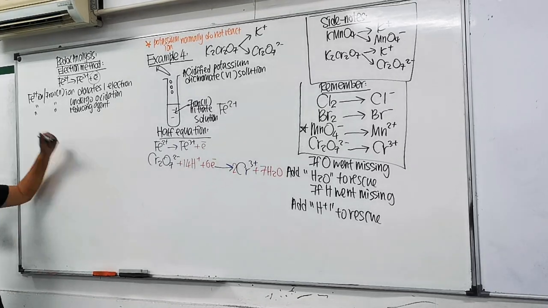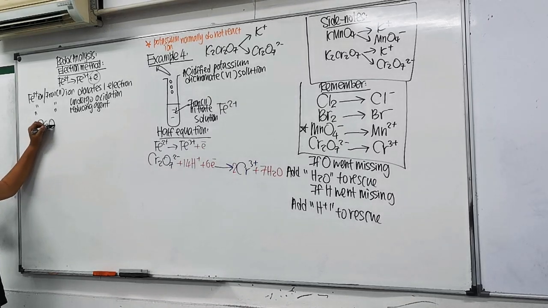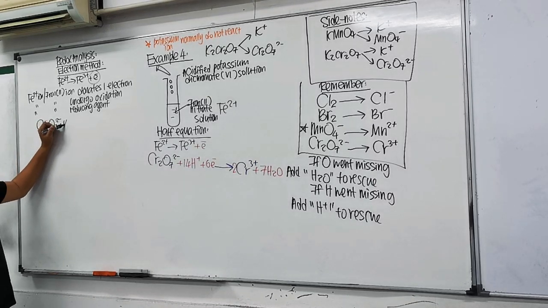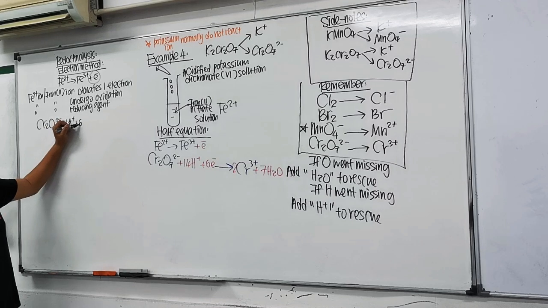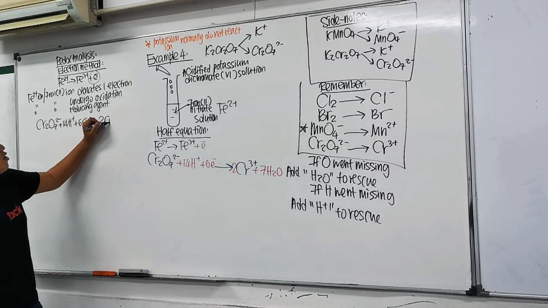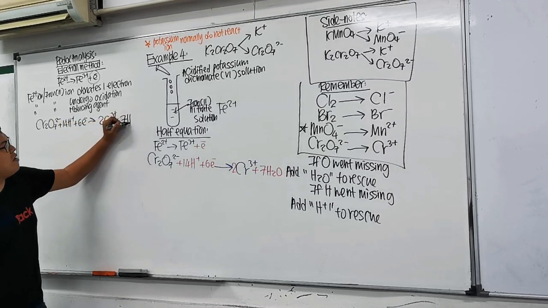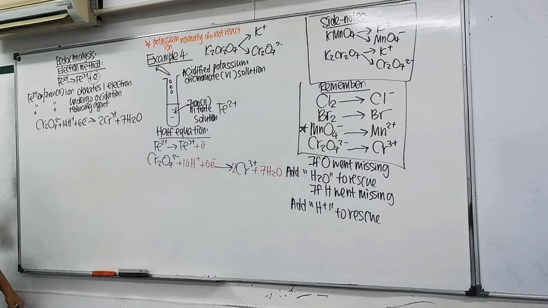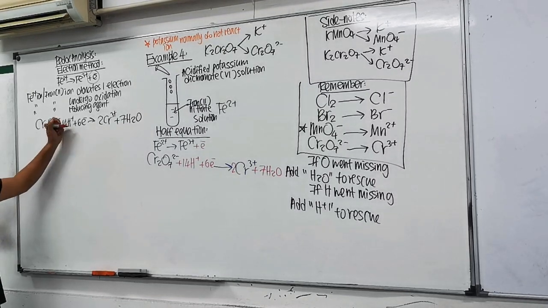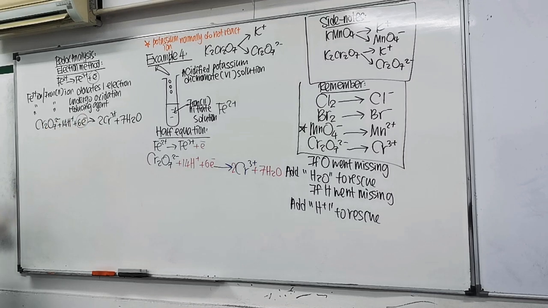Okay, let's do this. Copy this: Cr2O7 2- plus 14H+ plus 6 electrons become 2 Cr3+ and also 7 water here. Now in this case you have to be very careful. You have to be a bit careful here. Now you have 6 electrons here.